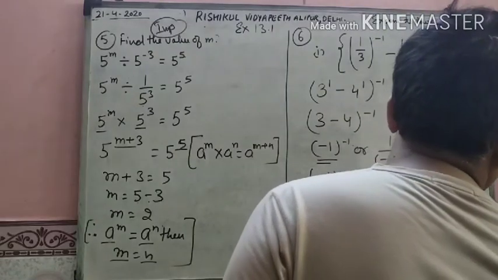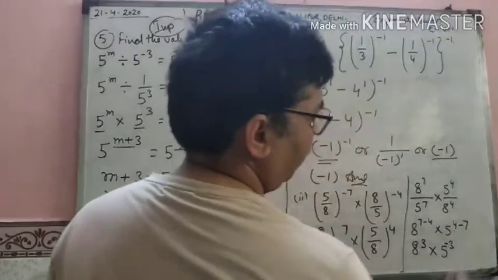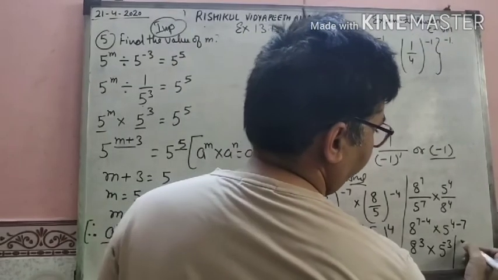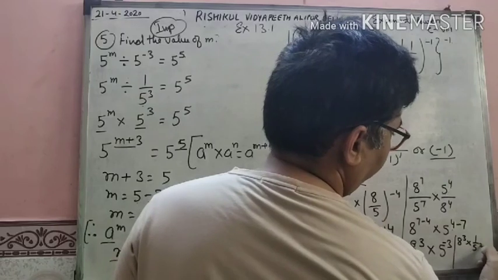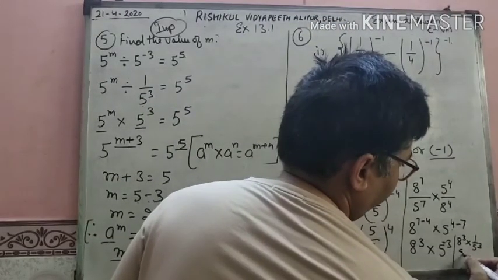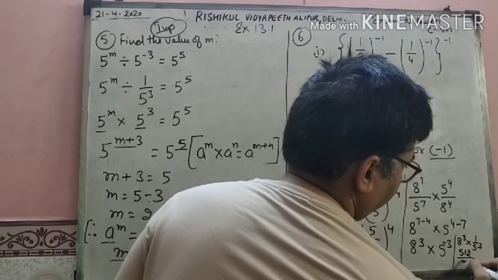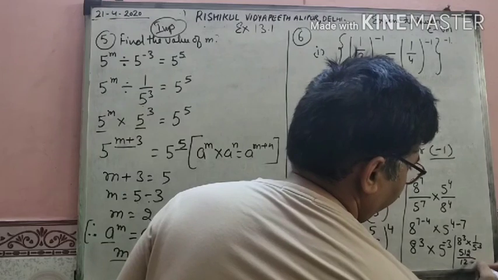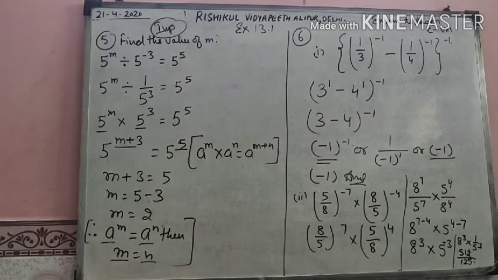This would be 4 minus 7. The result will be minus 3. Again students, 8 raised to power 3 into 1 upon 5 raised to power 3. How can we write it? 8 raised to power 3 means 512 and 5 raised to power 3 is 125.